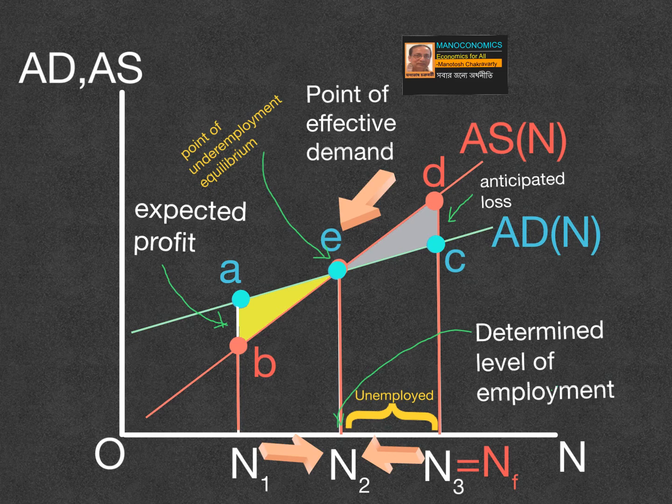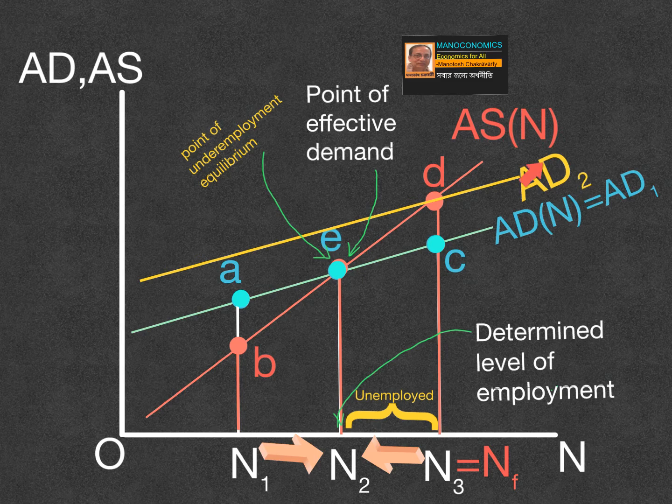The aggregate demand curve is shifted upward from AD1 to AD2, and this AD2 intersects the aggregate supply curve at the point D, where the employment level ON3, or ONF, is determined. So the full employment level may be attained with active government participation.